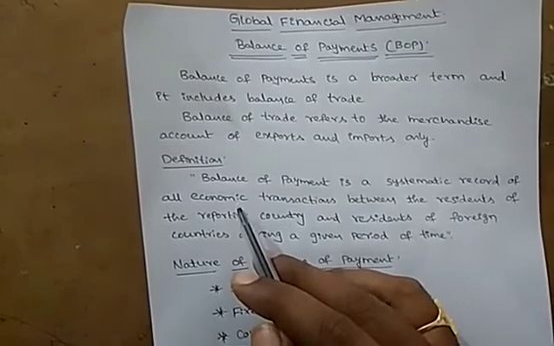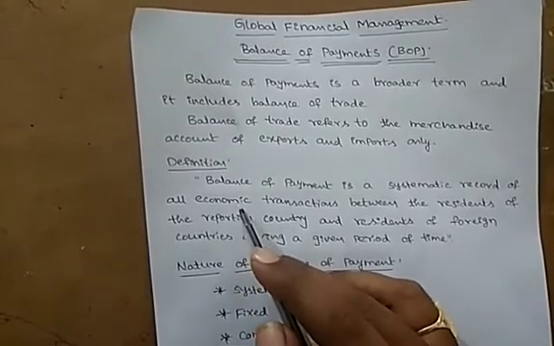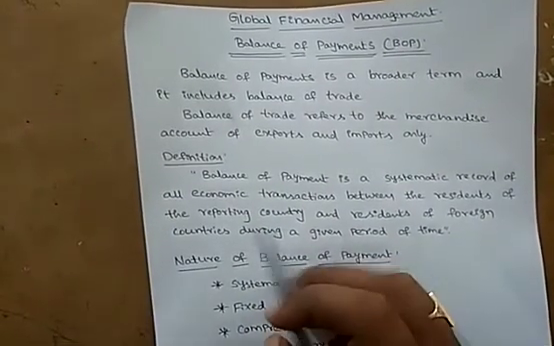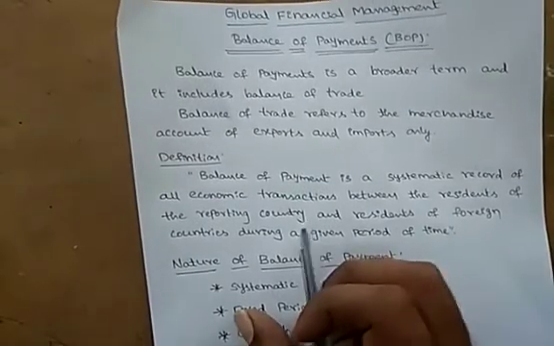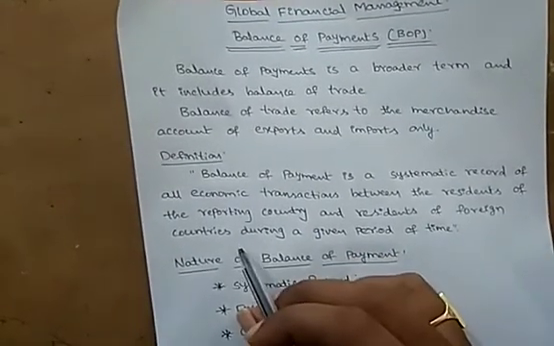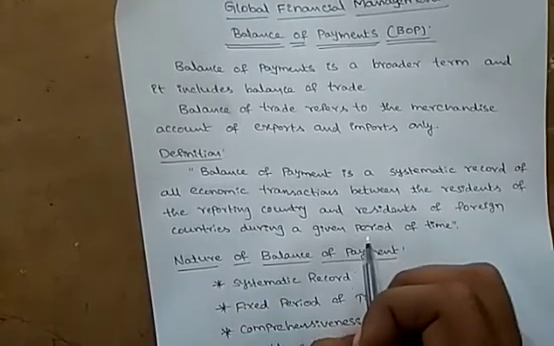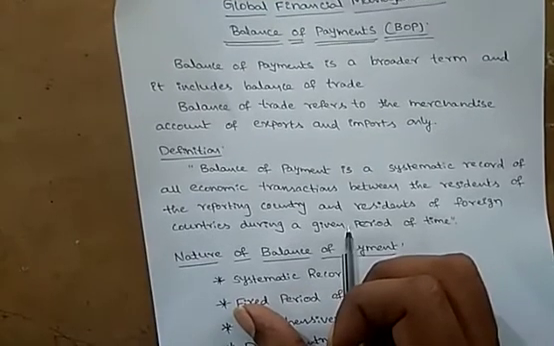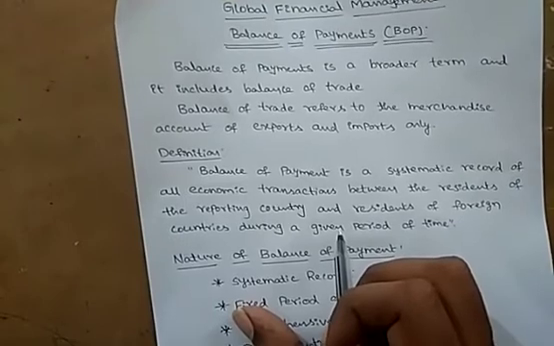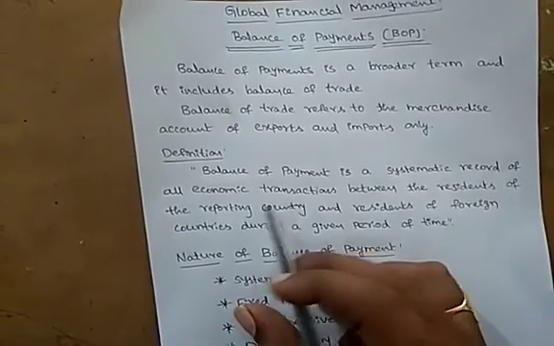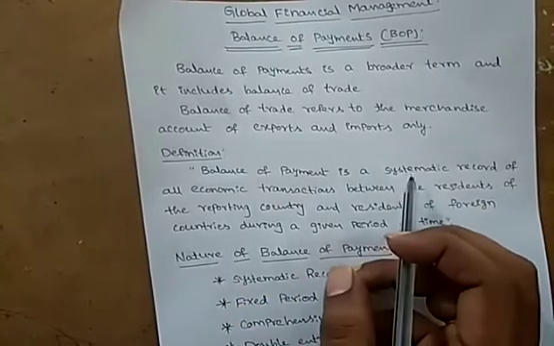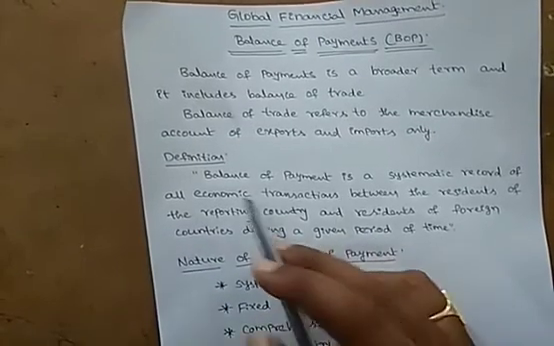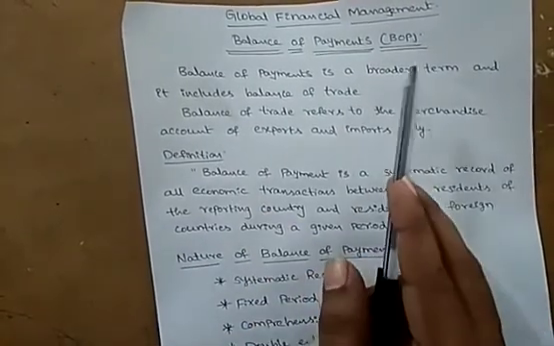All the business-related transactions are systematically recorded between the residents of the reporting country and residents of foreign countries, the host country as well as the home country, during a given period of time. This period may be quarterly, half-yearly or a year. All the economic transactions in the given period of time are systematically recorded. That is briefly the definition of the balance of payments.